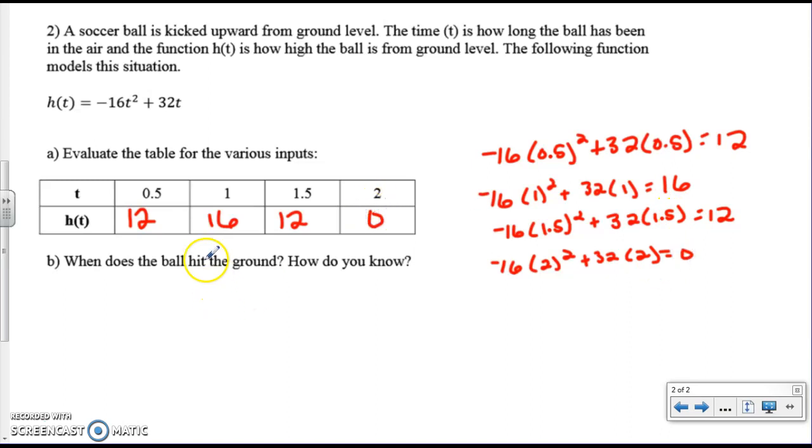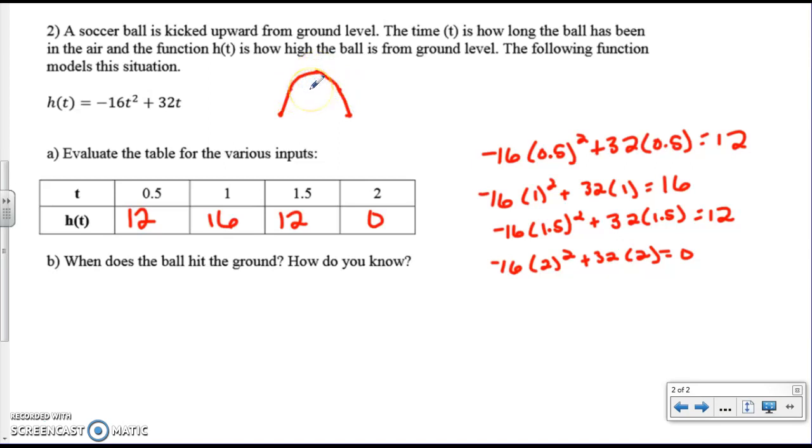Okay, interesting pattern. Let's think about this. The soccer ball is kicked upward from the ground level. So if the soccer ball starts at the ground, somebody kicks it up in the air, it's going to go up and then come back down. That's kind of the path it takes, right? So that's why we got the same height twice. Does that make sense there? Okay, so maybe one right there and right there.